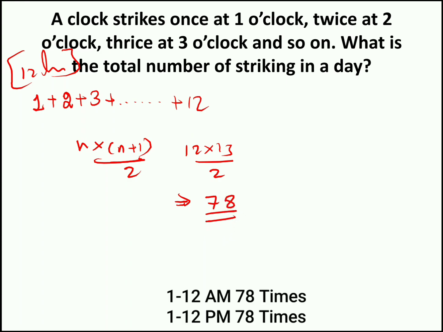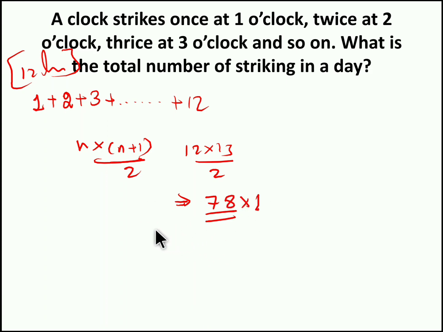In 12 hours, it will strike 78 times. So in a day, we totally have 24 hours. So 24 hours have 2 divisions, 1 to 12 and 1 to 12, AM and PM. So you have to multiply this by 2. So 78 into 2, you get 156. So in a day, it will strike 156 times. This becomes our answer.